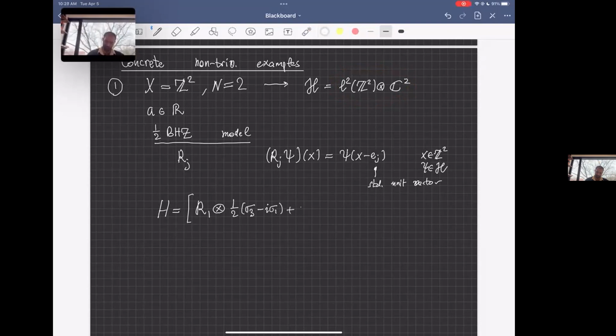Then I have a shift in the 2 direction, and I'll have a corresponding shift also in spin. And this is not itself adjoint, so I add the Hermitian conjugate to that. And then furthermore, I add to that the parameter A, times the identity in space, and sigma_3 in spin space. So here by sigma, I mean the Pauli spin matrices.